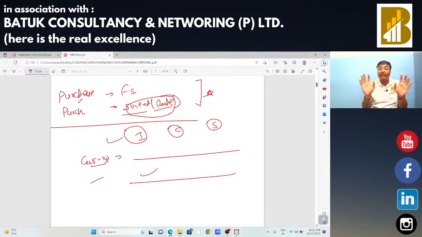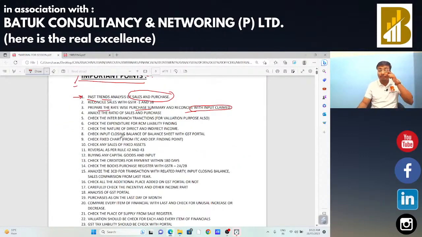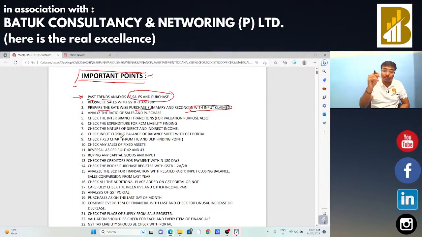Sir, are you understanding everything? You are getting my points? Very easy, very basic points, but you are getting the points. So first we had done the trades analysis, second we had done the reconciliation of sales with the book sales, and third we had done the purchase, purchase rate wise, and the financial statement purchases with GSTR 3B.